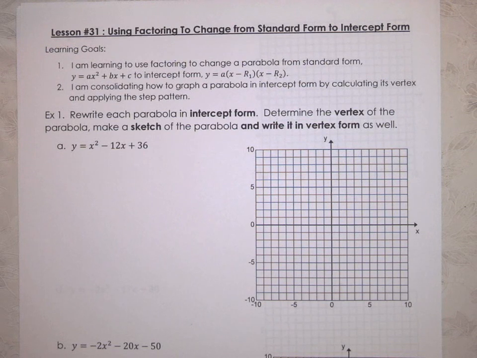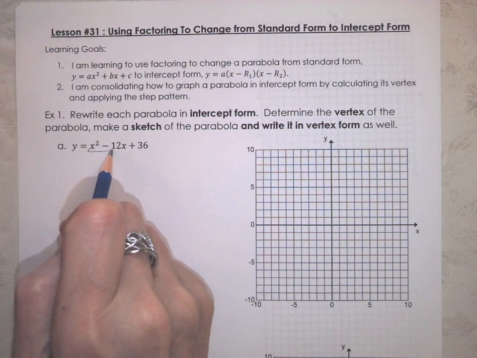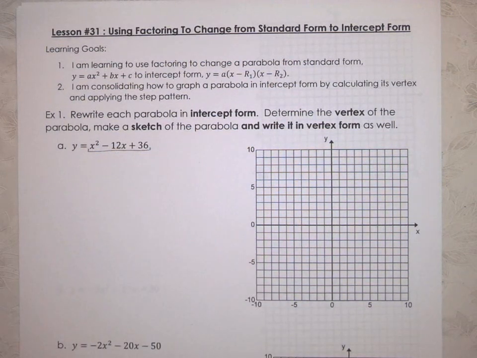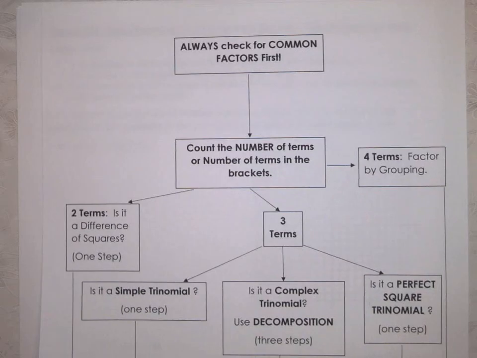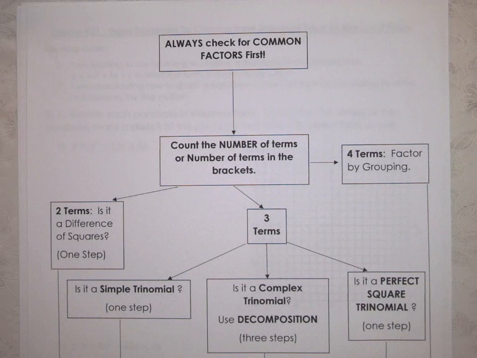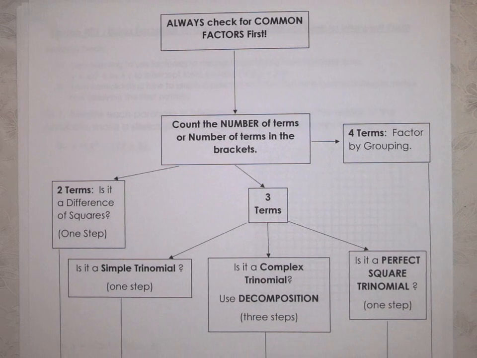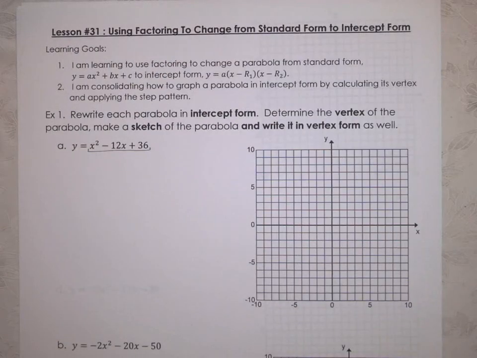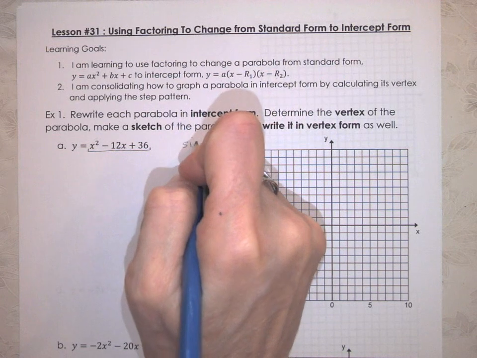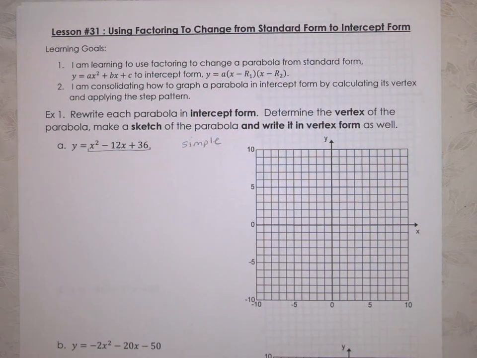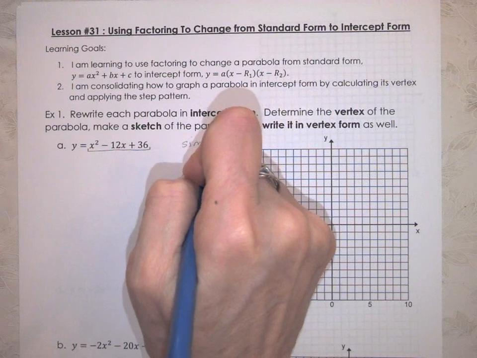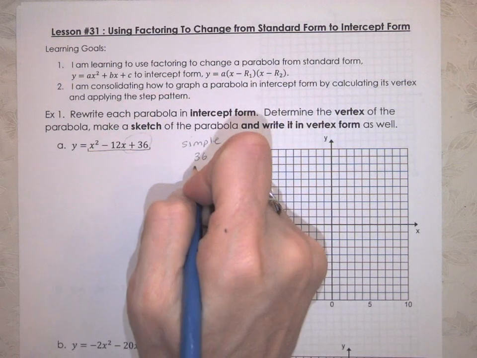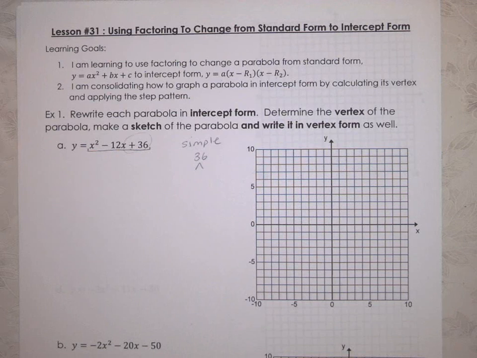Okay? So the first thing we do is we want to identify the type of factoring that would be involved on the right-hand side. Okay, so remember back to our factoring flowchart, we would check for common factors first. There isn't one. Count the number of terms, 3 terms, and a simple trinomial has a 1 in front of the x squared, so we could consider this a simple trinomial, which would mean we were looking for 2 numbers that multiply to positive 36 but add to negative 12. And the only way to multiply to a positive and add to a negative is if both numbers are negative.